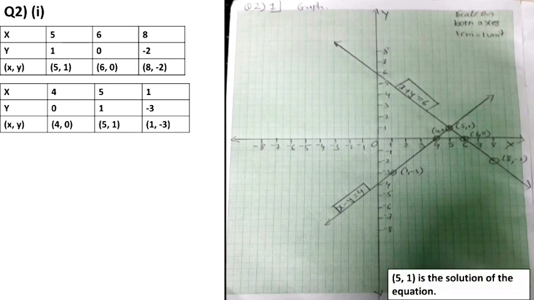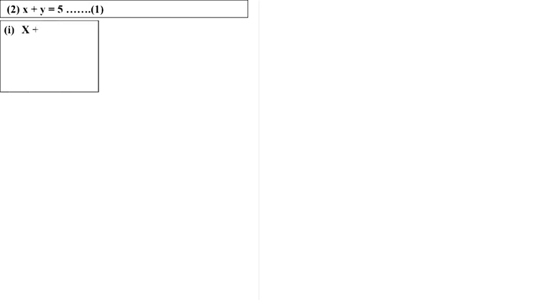Same way we will solve the equation number 2. Second one is given x plus y equal to 5. That is equation number 1. With the help of this equation again we will solve. Substitute y equal to 1 in the equation, x plus 1 equal to 5. So plus 1 will go to the right side, become minus 1. So x value we got 4.